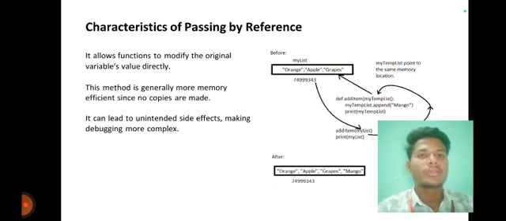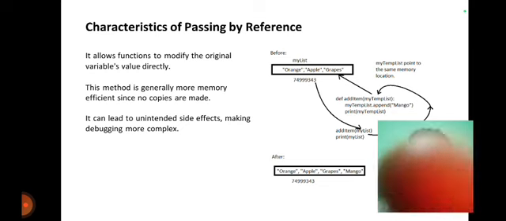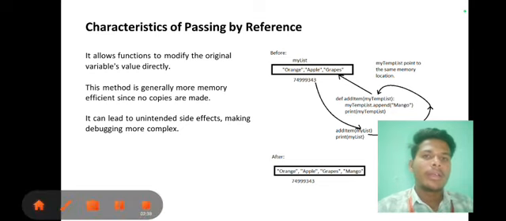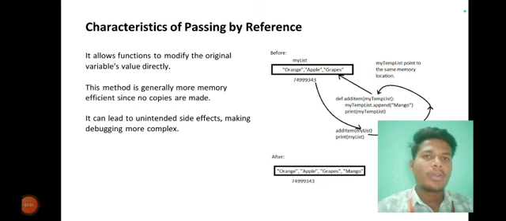The next slide goes to characteristics of passing by reference. It allows functions to modify the original variable's value directly. This method is generally more memory efficient since no copies are made. It can lead to unintended side effects, making debugging more complex.